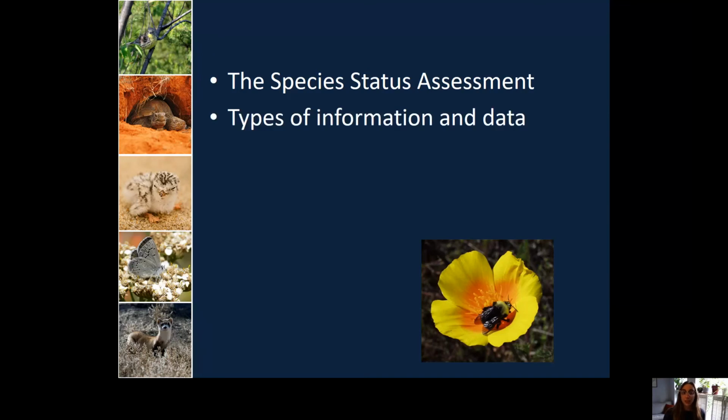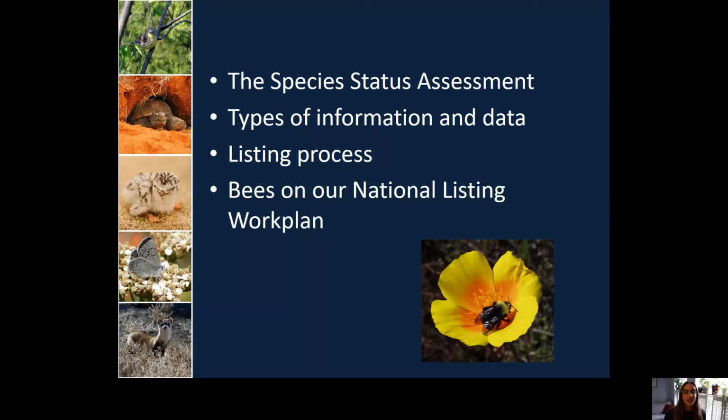Second, I'll highlight types of information and data we incorporate into the analysis. Then I'll touch on our general workflow for gathering and completing the analysis and making listing decisions. And then lastly, I'll share some examples of bee species for which we have completed species status assessments previously or plan to complete one in the future to inform an upcoming listing recommendation.